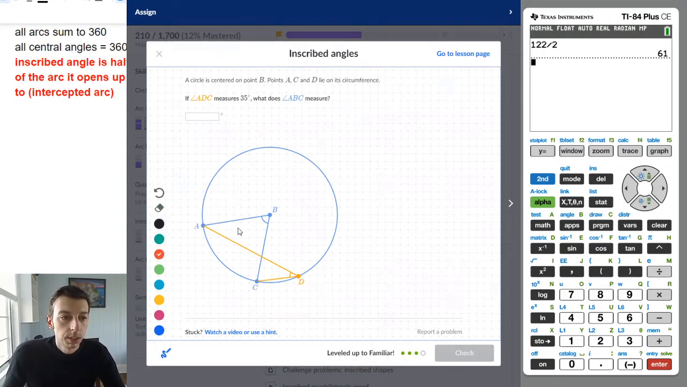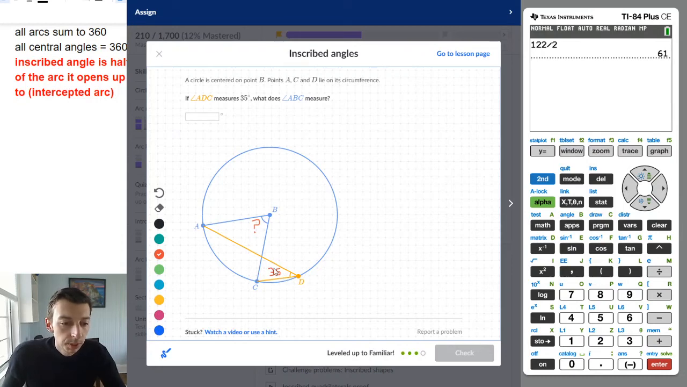Sometimes the pictures can get confusing, but try not to let that distract you here. So, last question: the circle is centered at point B. A, D, and C lie on the circumference. That information is just making sure that you know they're on the circle. It says ADC measures 35. So this angle right here is your 35. And what does ABC measure? ABC is this one right here. So that's what I'm trying to find.